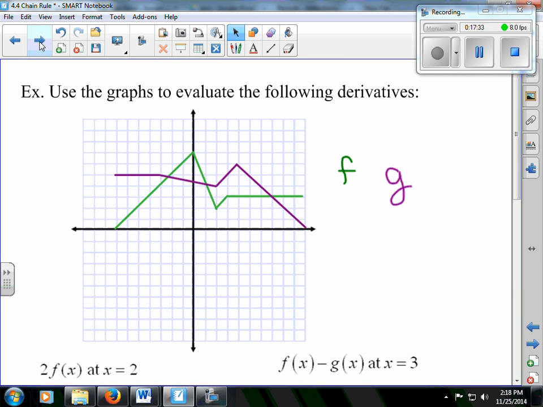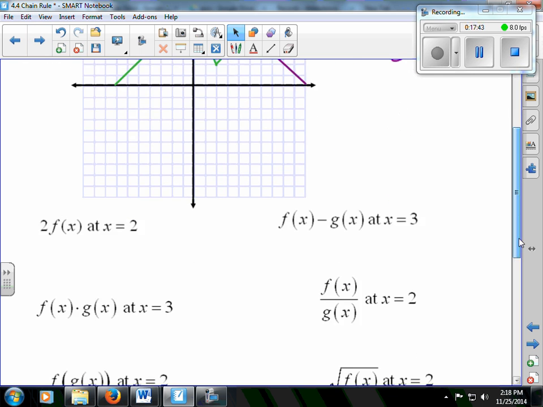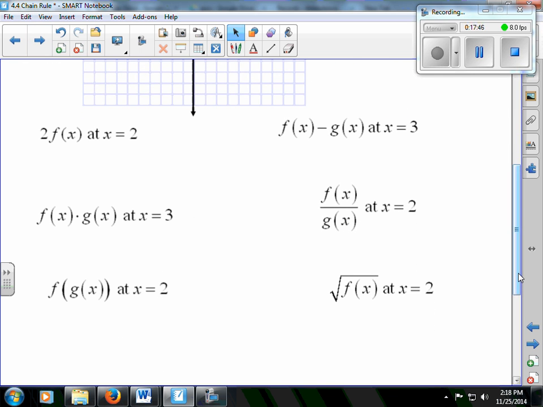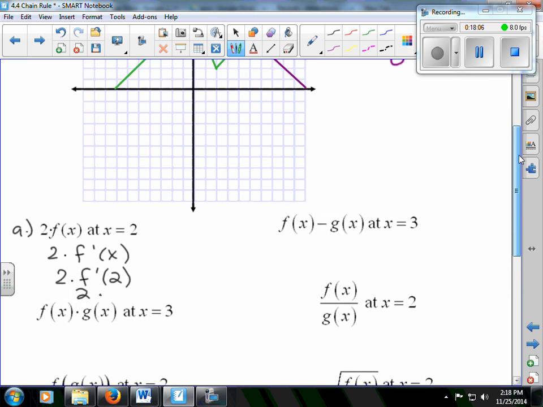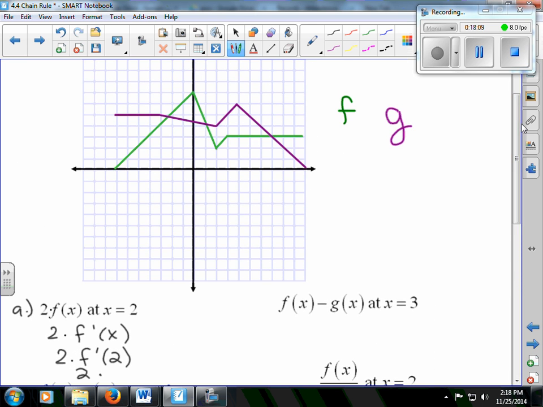Okay, here's one of these graphing ones. I have given you two graphs of functions f and g. F is in green, g is in purple. And I want you to compute the following derivatives. So if you need to do 2 times f of x, this is a constant multiple rule. So that would be 2 times the derivative of f in order to do that derivative. And then I need to do this at 2. So what is 2 times f prime of 2? Well, that would be 2 times whatever the slope of the graph of f at 2 is. So, oh, that doesn't exist.